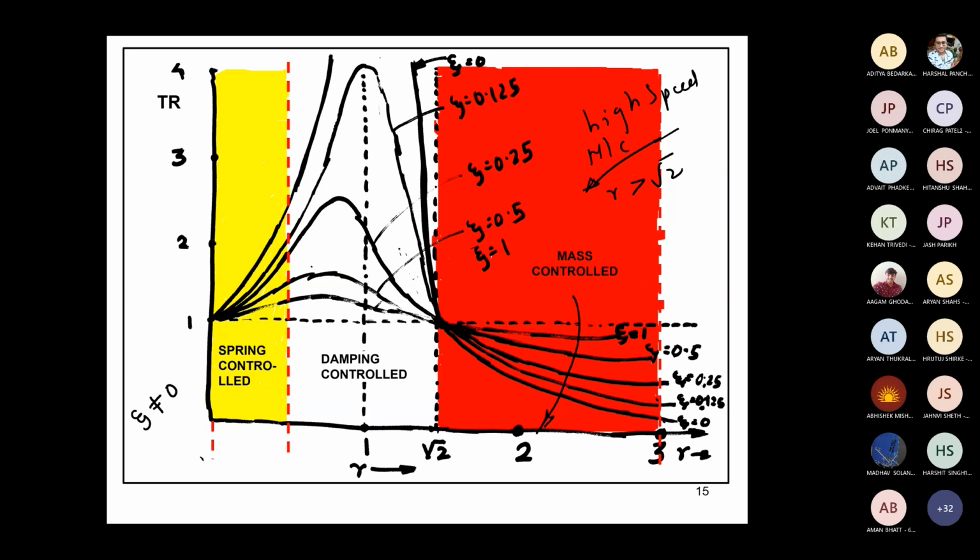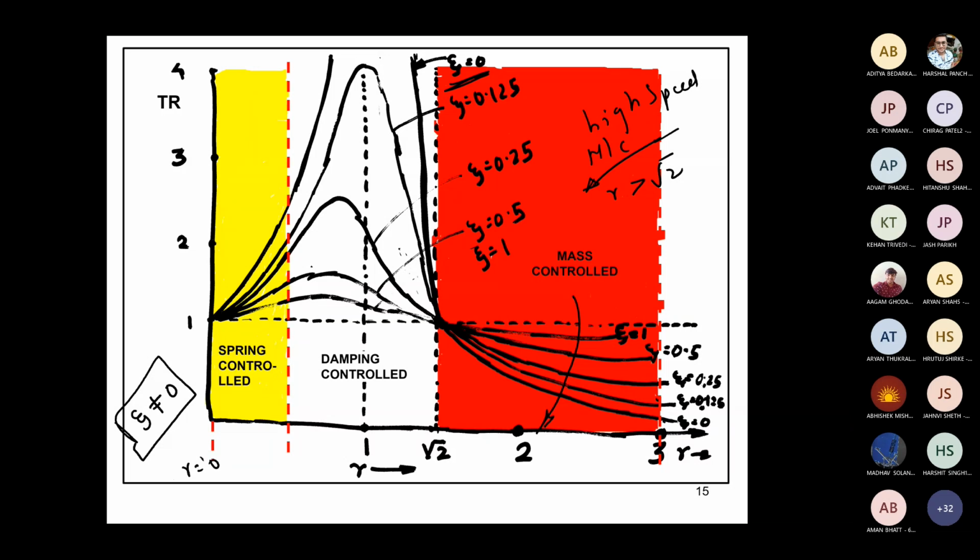Can somebody recall and tell me why zeta should not be 0 under any circumstances? Because before we reach the mass control region, the system has to pass through resonance. If you see this graph, for zeta equal to 0, going from r equal to 0 to the operating speed, the system will pass through a point where the frequency ratio is equal to 1.